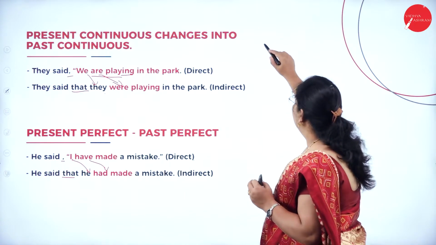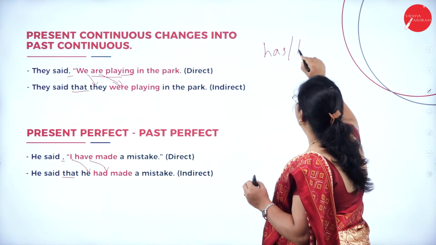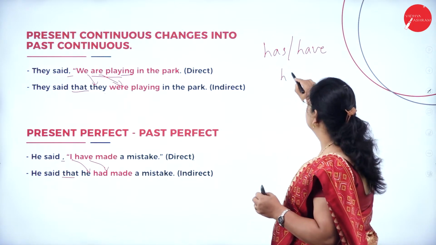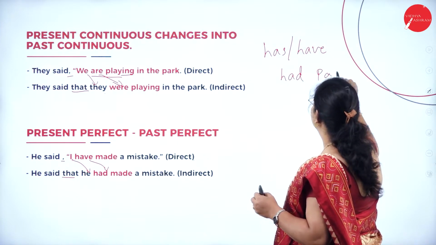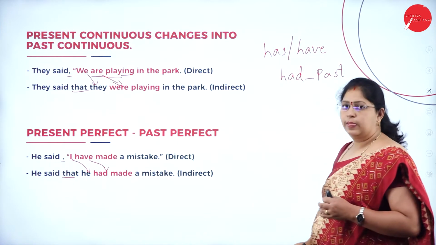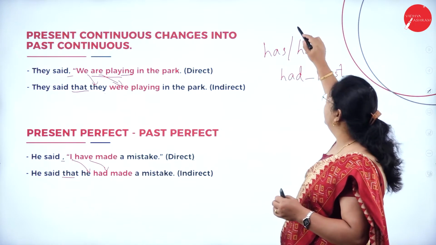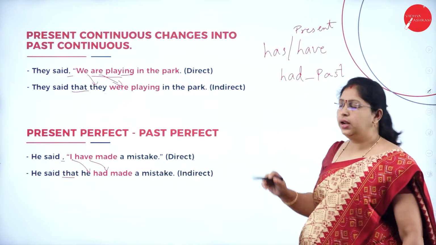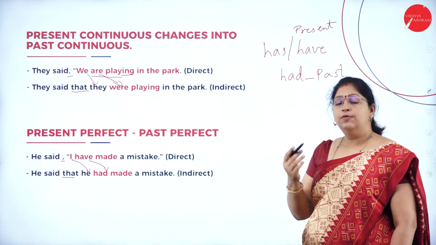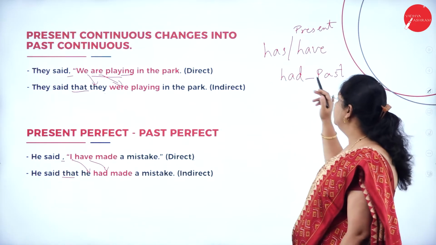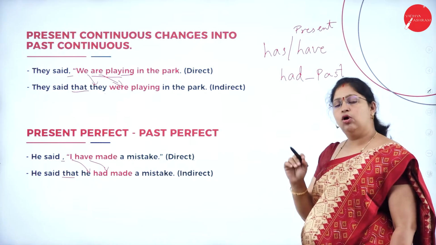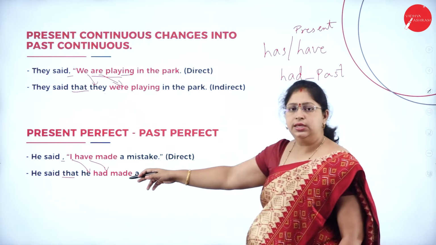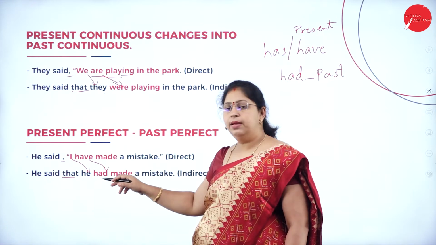Okay. See, has and have are present tense and had is past tense for both of these. So has and have are present tense. Has for singular, have for plural. When it is changed to past tense, both become had. Has or have both will be changed to had in the past tense. So is it done here? Yes, it is done. Have has become had.